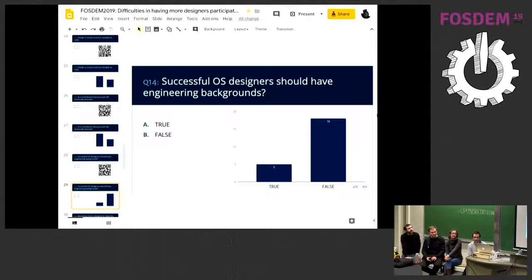So again, it depends on the size of the project. If they have analysts, it's already a big project. And some of the analyst work is done by the interaction designers.